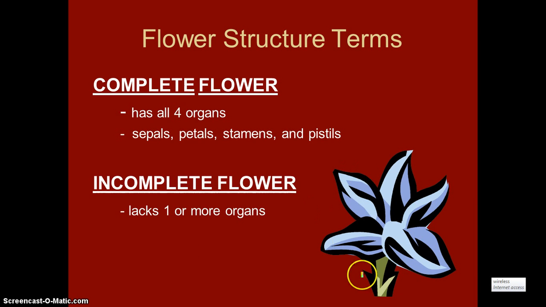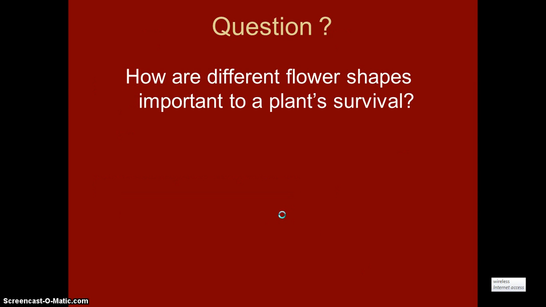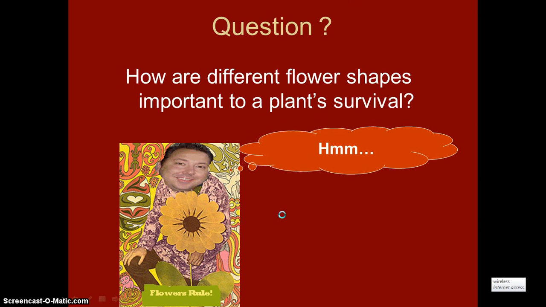So if we look at this diagram right here, I'll give you a second. What type of flower is that? Well, hopefully we said this is an incomplete flower, because it is definitely lacking one or more organs. I don't see any anthers or pistils whatsoever. Sepals, definitely, petals, but this is definitely a great example of an incomplete flower. So the question here is, how are different flower shapes important to a plant's survival? I wonder.